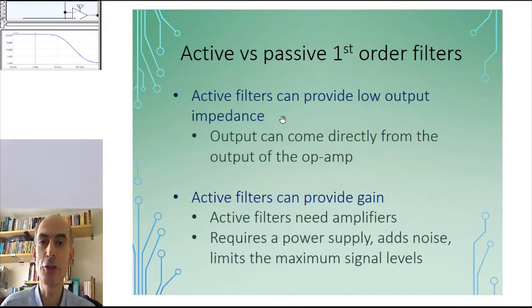The disadvantages include the fact that they need a power supply, and any active component is going to introduce some noise. And if we're using a power supply with an op-amp like the circuits we've seen, that limits the maximum signal amplitude that we can get from the filter, because an op-amp can never give you an output voltage outside the range of its power supply.